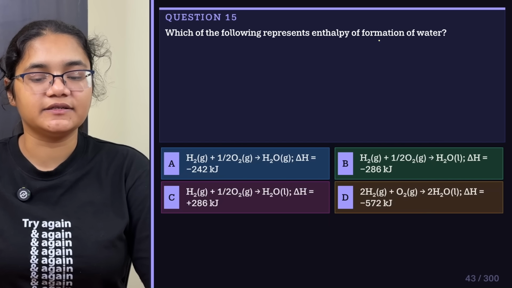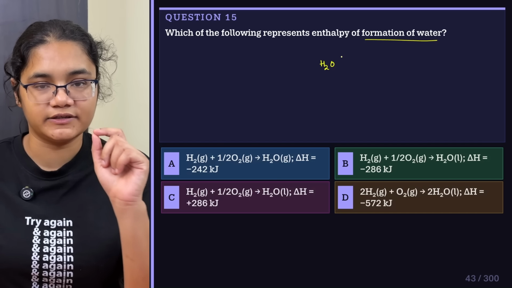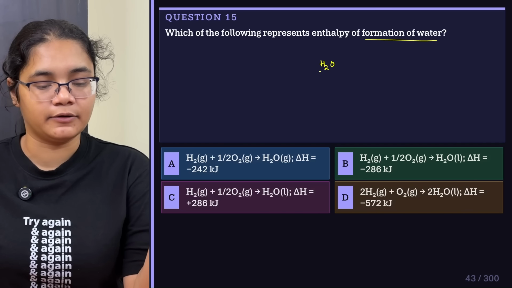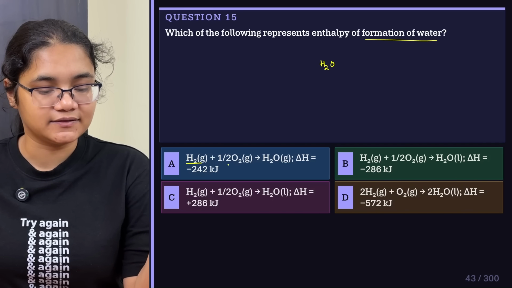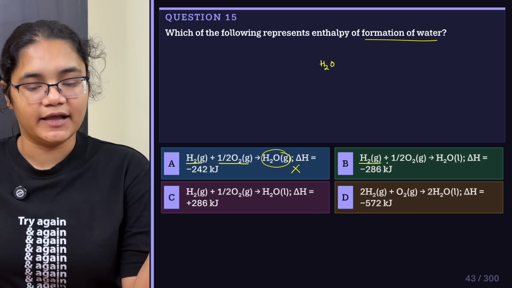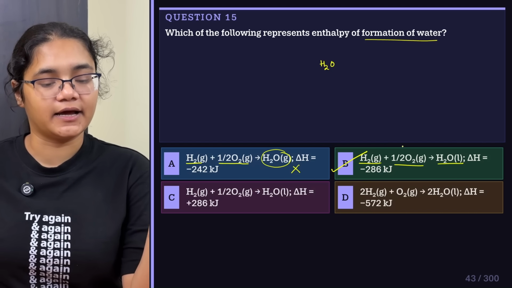Which of the following represents the enthalpy of formation of water? When we say formation, it means it should always form 1 mole and in the natural state. So H2 exists in the gas state. So if you see here, H2 gas is correct, half O2 gas is correct, but here H2 is given as liquid, so this is incorrect. H2 gas, half O2 gas, H2O liquid, yes. This is the correct formula.